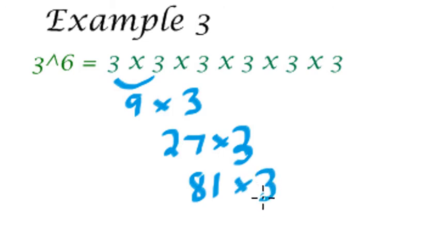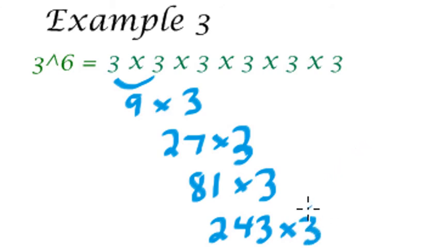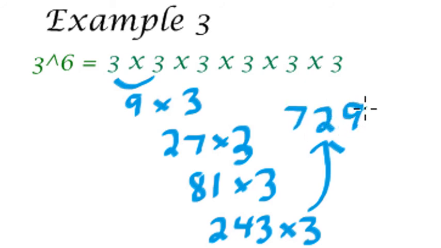Multiplying this by 3 a fifth time, the 3 times the 1 and the 3 times the 8 gives us 243. And we look to multiply this by 3 one final time. And our final answer here is 729. So yes, our numbers do get rather big.